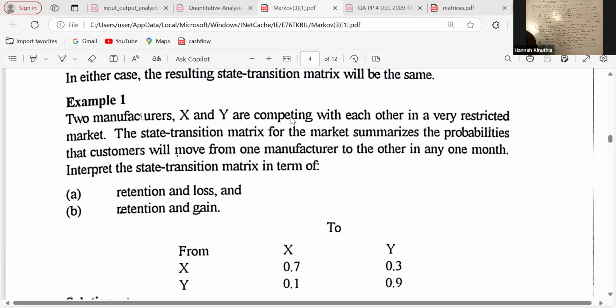Elish, Verir. Have you screenshot the question? Yes.